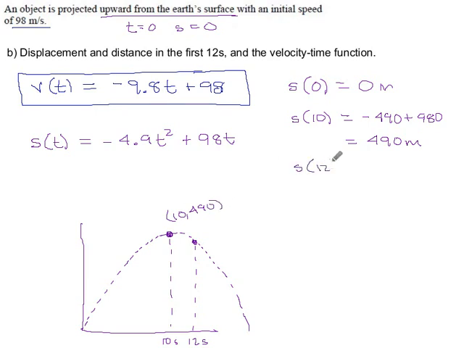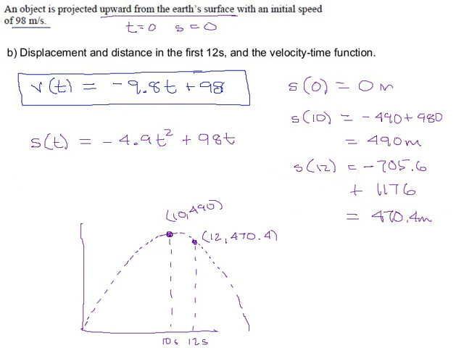And if we're at 12 seconds, we're going to get, calculator time, negative 4.9 times 12 squared is minus 705.6 plus, and then we have 98 times 12, 1,176, and 1176 minus 705.6 gives us a height of 470.4 meters. So this point is 12 comma 470.4.